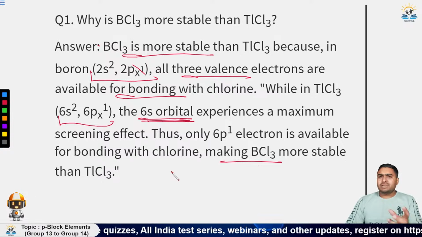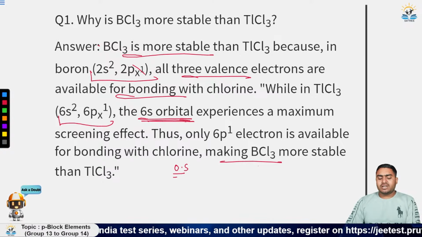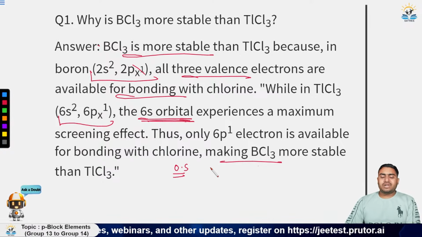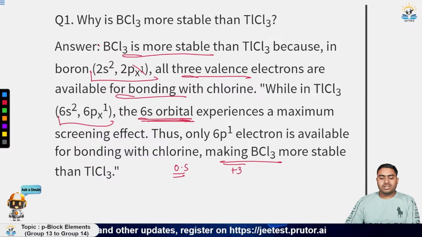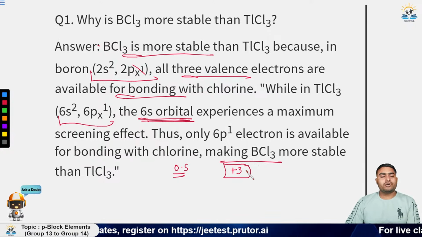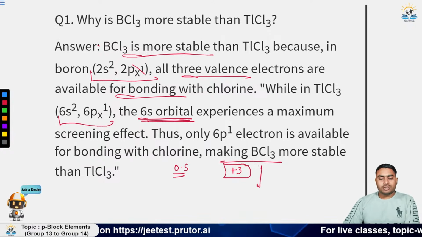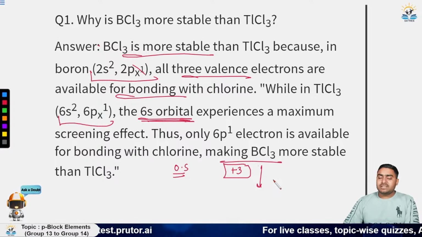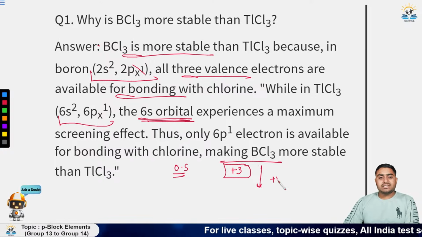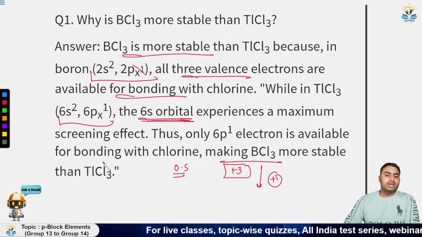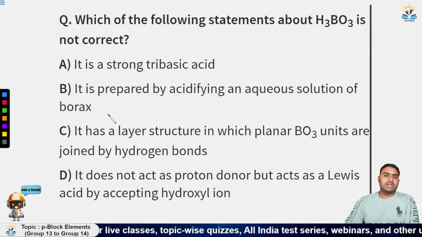And a simple generalization I want to say about oxidation state. Generally, group 13 elements show the +3 oxidation state. This is the general oxidation state of group 13 elements. But from top to bottom, the stability of the +3 oxidation state decreases and the +1 oxidation state increases. Okay, so that's the point here. Let's move to the next question.